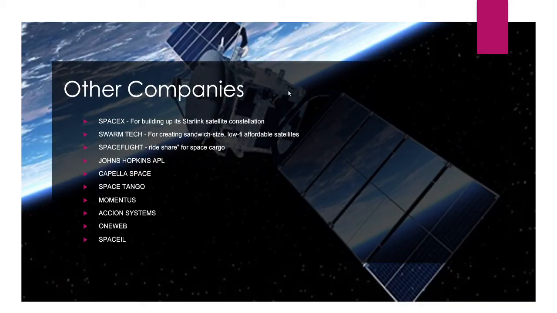So, other companies that do astronomy. There's NASA and SpaceX, which we already talked about. SpaceX built the Starlink satellite. There's also Swarm Tech. They created sandwich-size, low-fi, affordable satellites so companies can buy satellites without having to pay millions or billions of dollars. There's also Spaceflight, Johns Hopkins APL, Capella Space, Space Tango, I don't know how to pronounce that one. These are just some. There's also OneWeb and a few others.